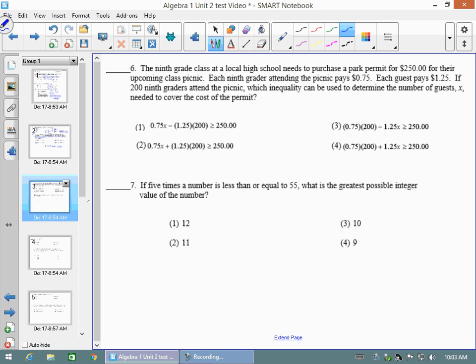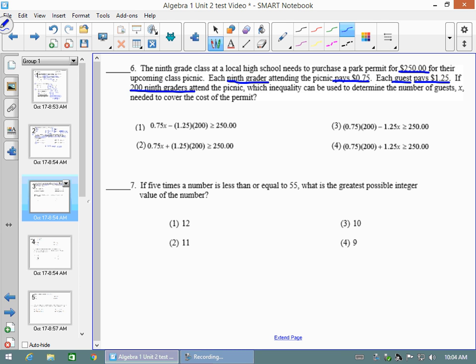Okay, question 6 talks about a 9th grade class at a local high school purchasing a park permit. The permit is going to cost us $250 for the picnic. Each 9th grader attending the picnic will pay 75 cents. Each guest will pay $1.25. Then they go on to tell me there are 200 9th graders, which inequality could be used to determine the number of guests needed to cover the cost.